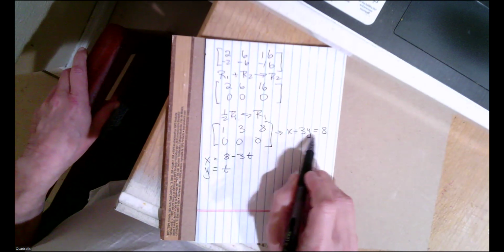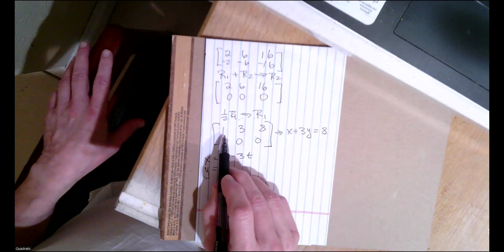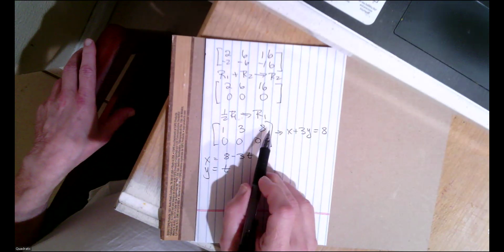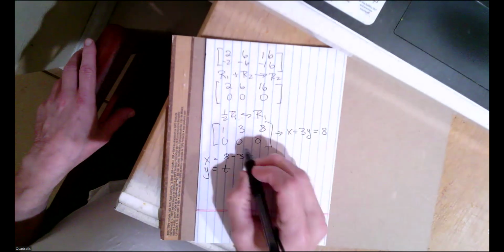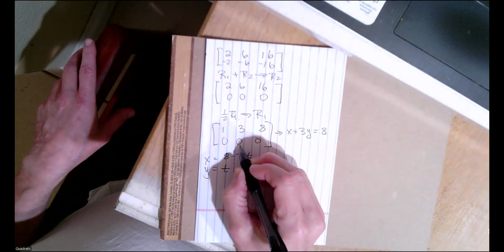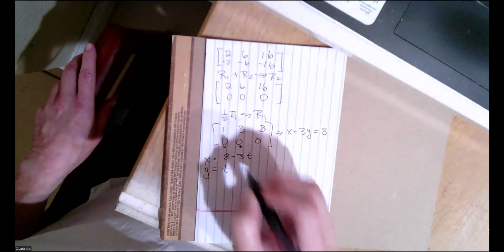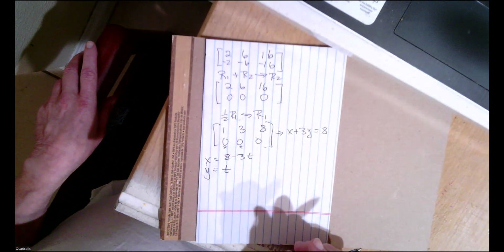Eventually, I'm going to stop writing this stuff over here, and we'll look at the matrix. We'll just remember what it means. As soon as I saw this matrix 1, 3, 8, I knew 8 minus 3t, and I knew that this column was going to be my t column, and that's going to be my x column, and that's the constant. So there you go. Anyways, that's our solution.